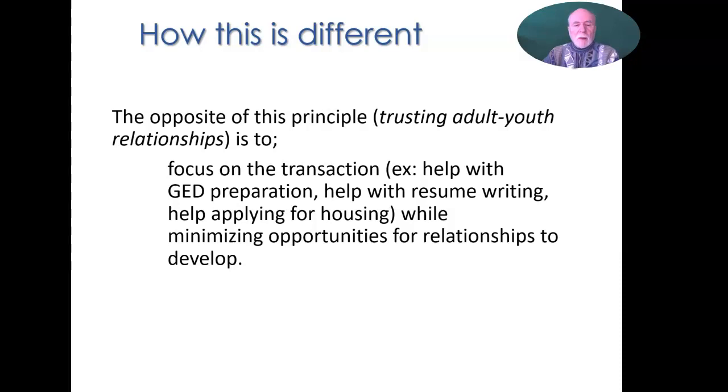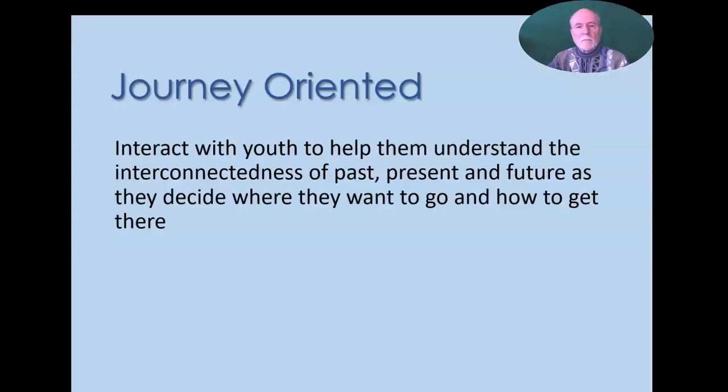So alternative programs would focus on helping youth get their high school diploma, help with resume writing, help applying for housing, while minimizing opportunities for relationships to develop. I've seen manuals of programs that say we're not in the relationship business, we're in the business of getting kids off the street and into housing. While these programs said relationships are key to helping build the trust that will support getting young people off the streets and into housing. Different principles with different results.